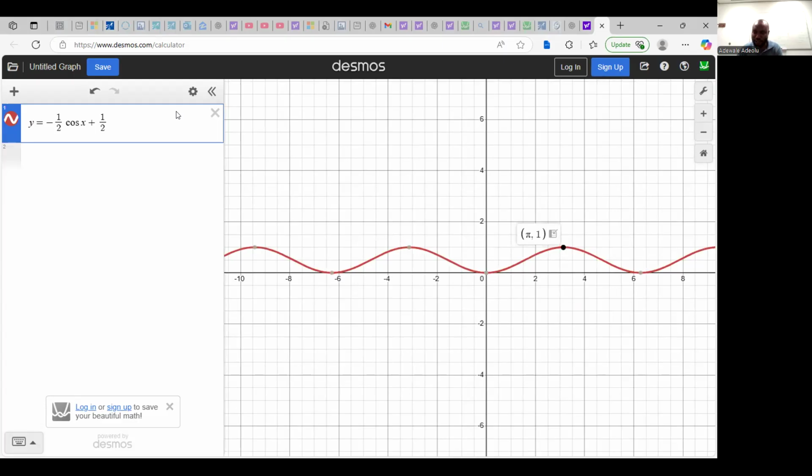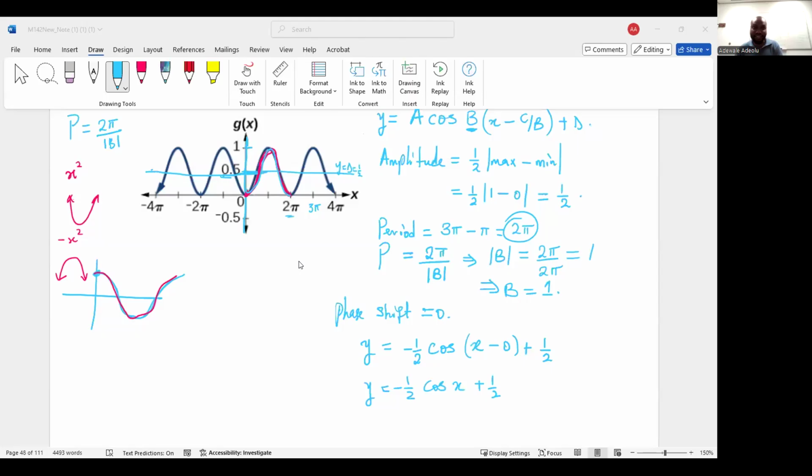This point is still pi comma 1 as we have from there. So you can see that means what we have done is correct. Now, I will say this, guys. Let me go back to my notes. So you will see that what we just grabbed is exactly what we have here.